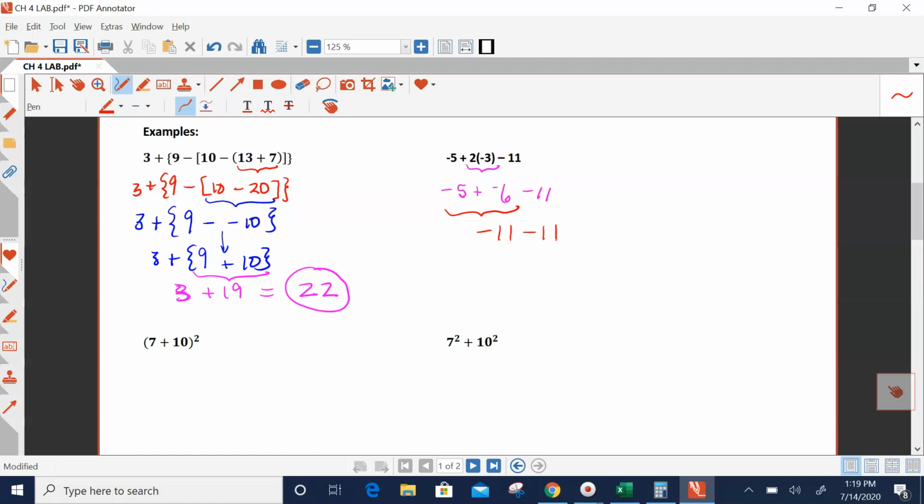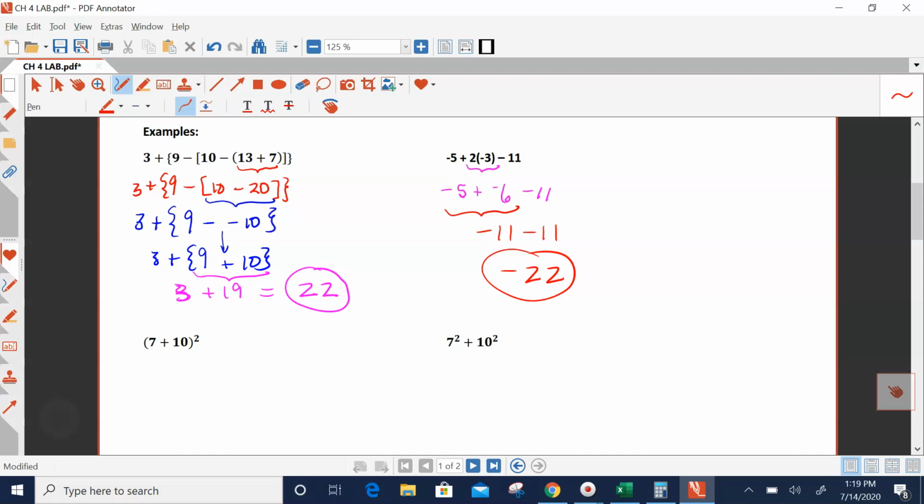Now I've got one operation left, which is a negative 11 minus 11. Well, when the signs are the same, remembering with your addition and subtraction, you basically add them. So a negative 11 minus 11 is a negative 22. And that would be the answer for example 2.